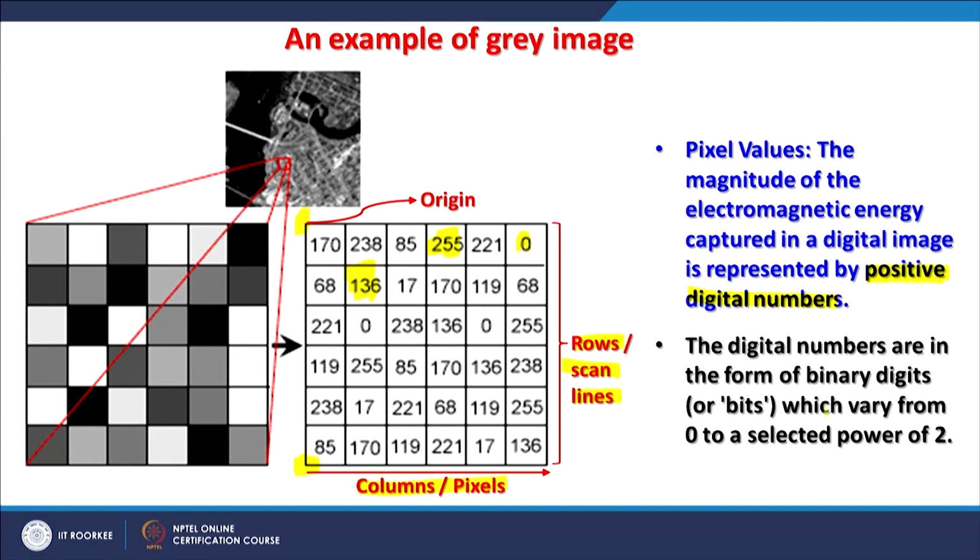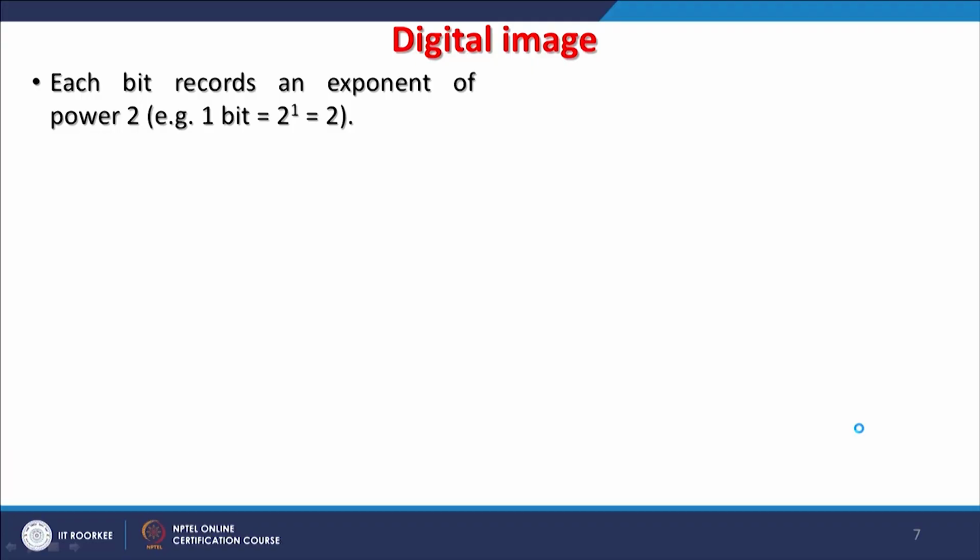So these numbers are in the form of binary digits or bits, and may vary between 0 and a selected power of 2. So if it is 8-bit, then 2 power 8, and if it is 7-bit, then 2 power 7. Likewise, these are captured by the different sensors. Each bit records an exponent of power 2. For example, 1 bit is 2 power 1 equal to 2. That means a binary image, and the pixel values can vary between 0 and 1. Total variations would be 2.